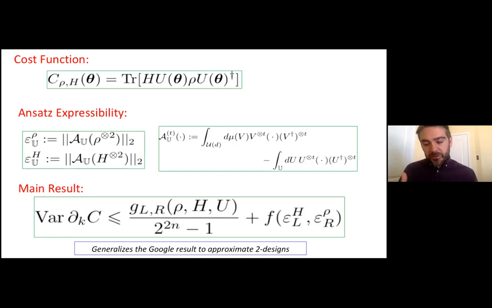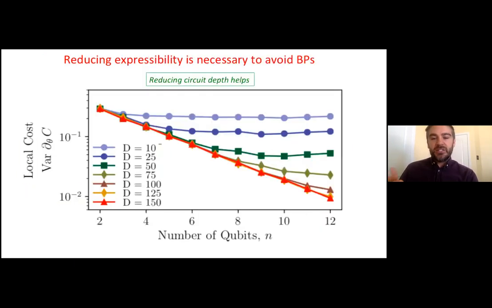So it's just intuitively capturing the fact that even if you don't have an exact 2 design, if you have something that's approximately a 2 design, then your partial derivative can be bounded by a function that's approximately exponentially vanishing. And so we make this quantitative connection between gradient magnitudes and the expressivity of your ansatz. And so then that naturally leads you from a design perspective to the question of, well, how do I reduce the expressivity of my ansatz?